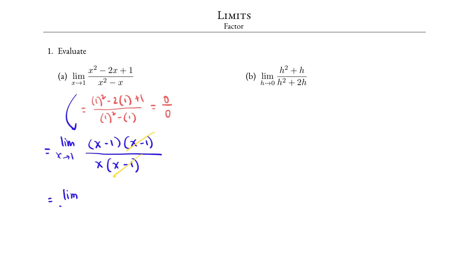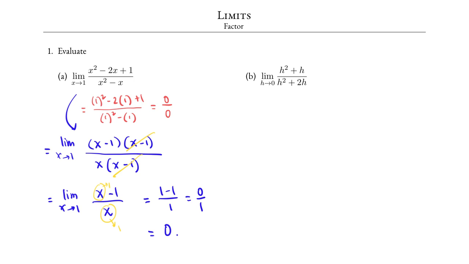The limit as x goes to 1 of x minus 1 over x. As x goes to 1, the term in the numerator goes to 1 and the term in the denominator goes to 1. And so this is 1 minus 1 over 1, which is 0 over 1. 0 over 1 is definitely 0. So this limit is 0.